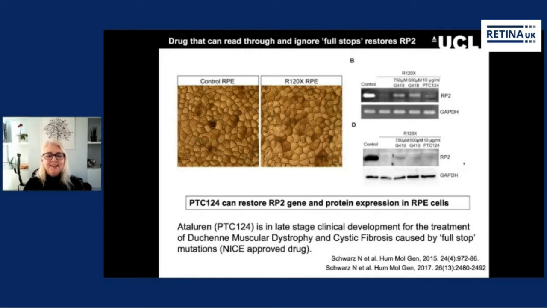So we've shown that we can use a drug, a read-through drug, we call it, to restore RP2 gene and protein expression in eye cells in a dish as a potential therapeutic for this condition with that particular type of variation in the gene.